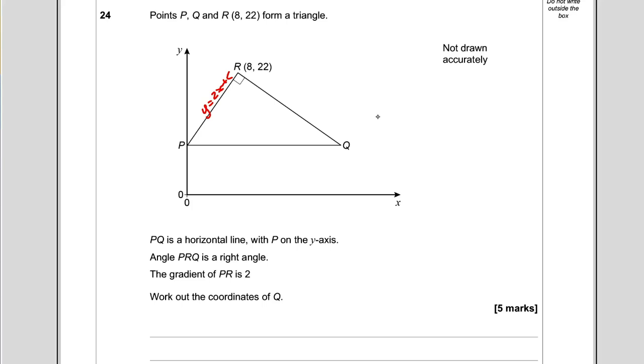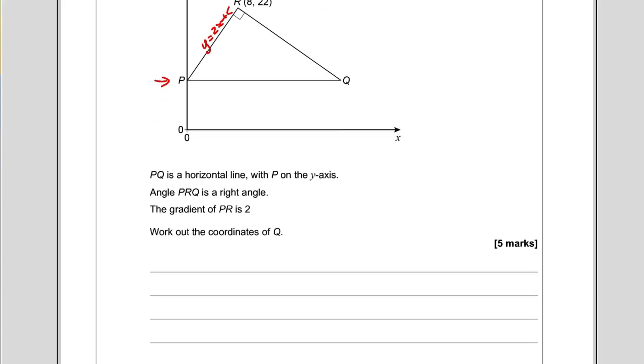Okay, so I'm going to do this in 2 stages. The first thing I'm going to work out is the coordinate of P. To do that, all I need to do is work out the value of c. So we'll start by trying to work out the coordinate of P. We obviously know that it has an x coordinate of 0, but we don't know c.